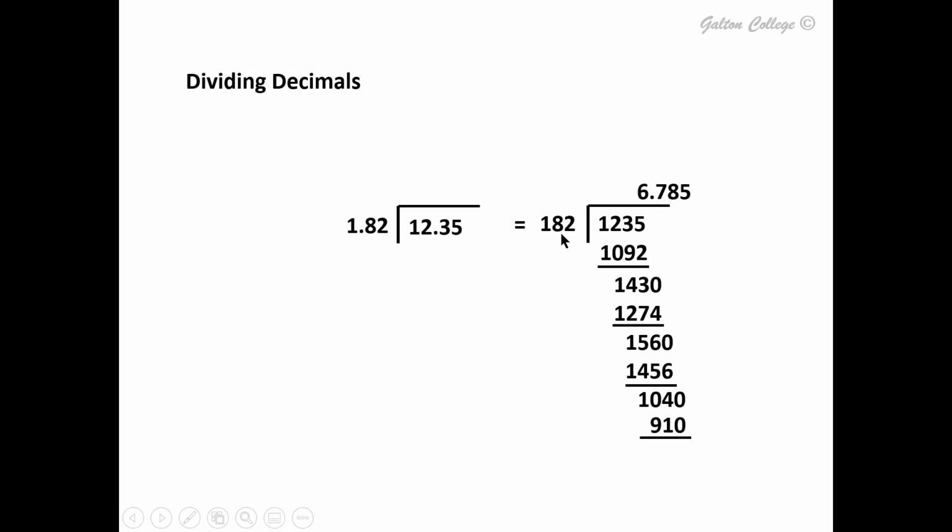Now divide 182 into this. It goes in 7 times. Subtract 156. Add a 0. Divide it, you get 8. So now you're working out a decimal. And at the end, you have divided 1235 by 182, and you find that the answer is 6.785. And that's the method you use.